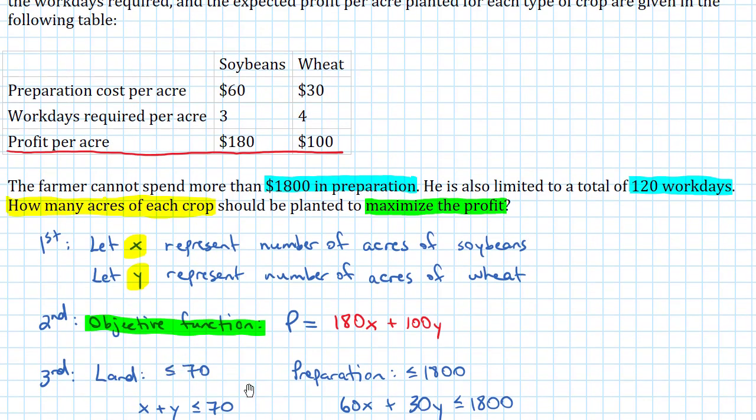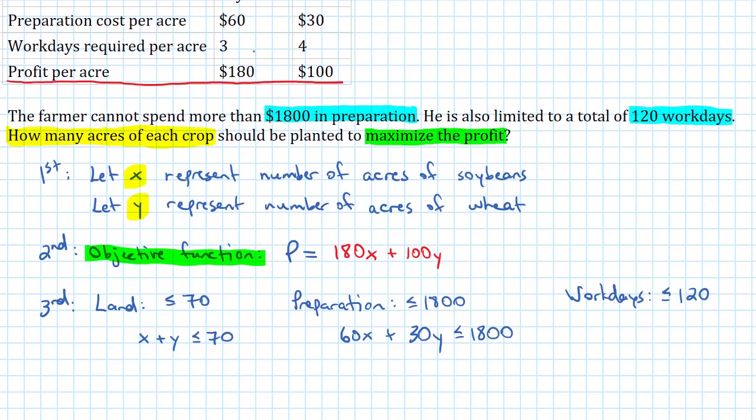All right, so we've got a limitation on land, a limitation on preparation. We have a limitation on work days. We have to be less than or equal to 120 total work days. And we'll move a little quicker now. We've got 3 work days per acre of soybeans, and we've got X acres of soybeans. So the number of work days for soybeans is 3 times X, and for wheat it's 4 times Y, right? 4 work days per acre of wheat. And we add those together, and that has to be less than or equal to 120 total. So those are our 3 limitations.